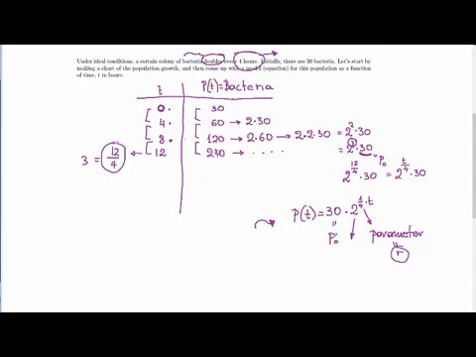P of T is equal to P0 times 2, because it doubles. If it would triple, then I would have 3 here, times R, that is in how many hours it doubles, the fraction that gives me 1 over how many hours it doubles, times T, that is the number of hours.